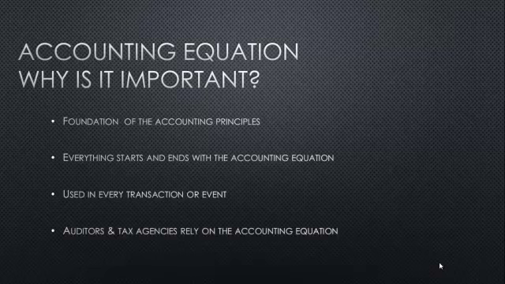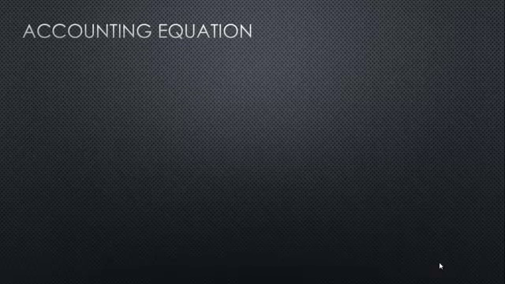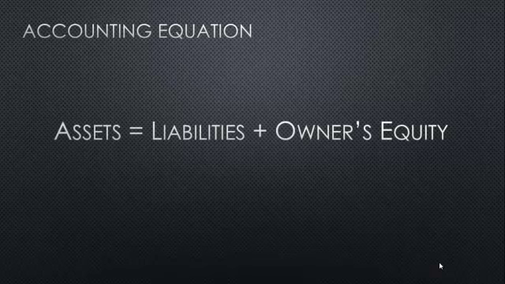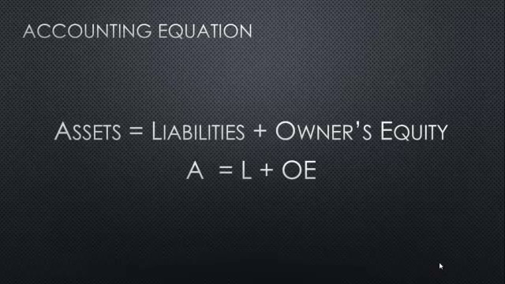So what's this accounting equation? Well, if you remember, our accounting equation is assets equal liabilities plus owner's equity. The way that I usually put this on the board is A equals L plus OE, so I will abbreviate this. You'll also see this on the lower right-hand corner of some of these slides.